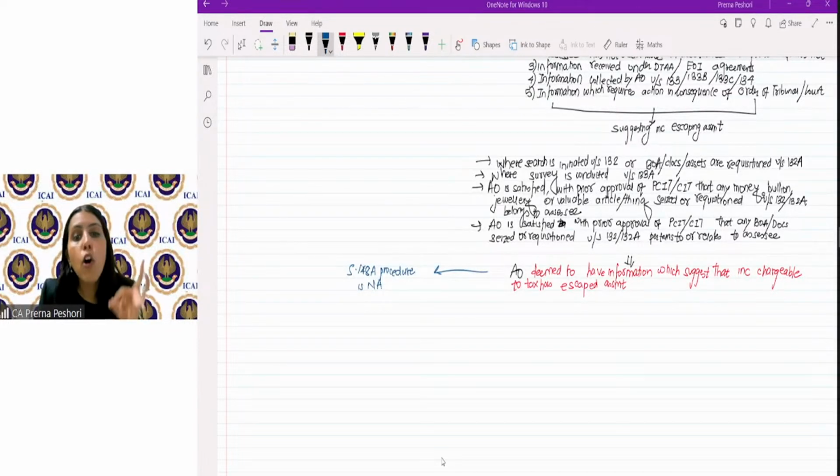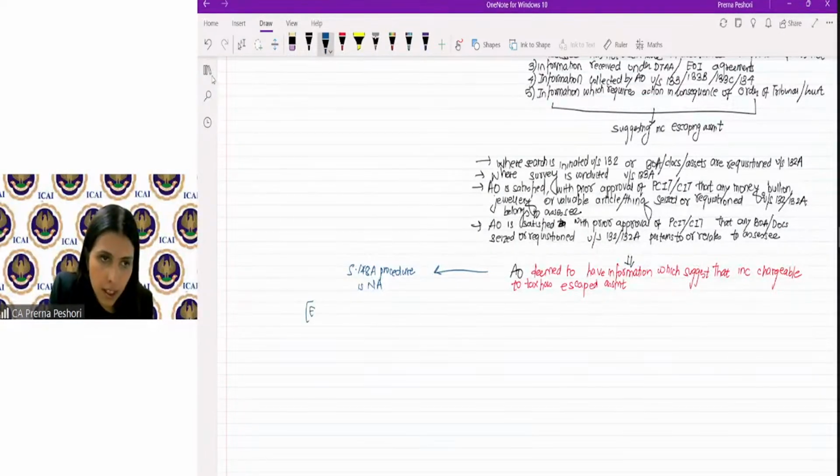Except in the case of survey. In the case of survey, 148A is still to be followed. You can write here, except in case of survey. Okay.